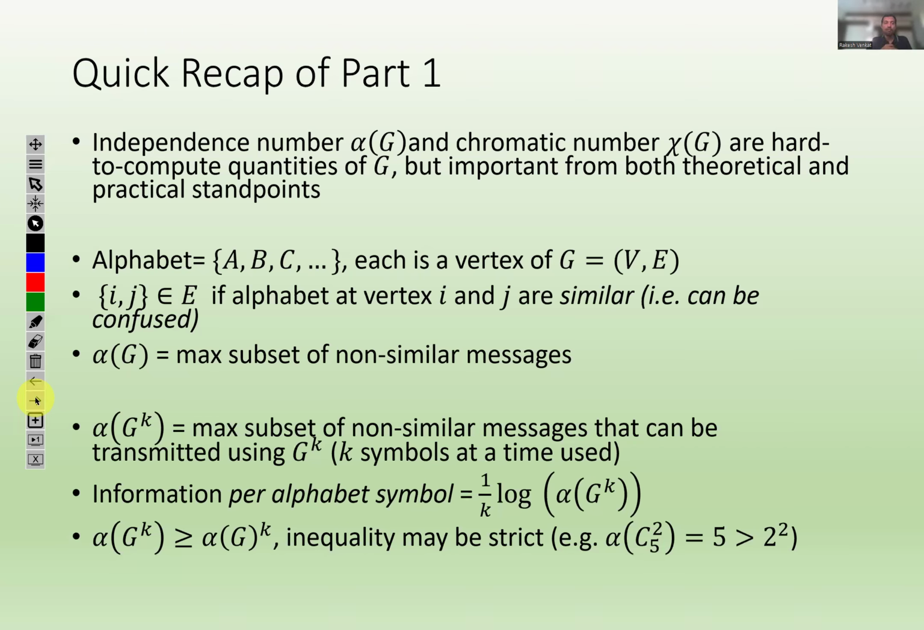And alpha of G is the maximum size subset of non-similar messages that you can send across, of the single alphabet messages.